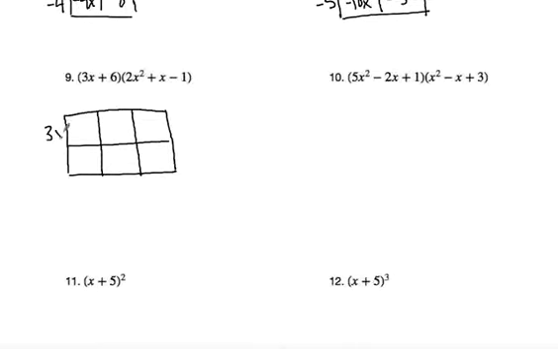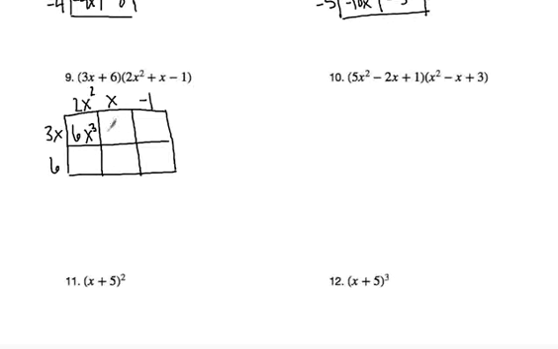So we're going to put 3x and a 6 down the side, and across the top we're going to put a 2x squared, an x, and a negative 1. In our first box, we're going to say 3x times 2x squared. So 3 times 2 gives us 6. Remember, we add our exponents when we multiply like bases. So this x has an exponent of 1, that x has an exponent of 2, so we're going to say x to the third.